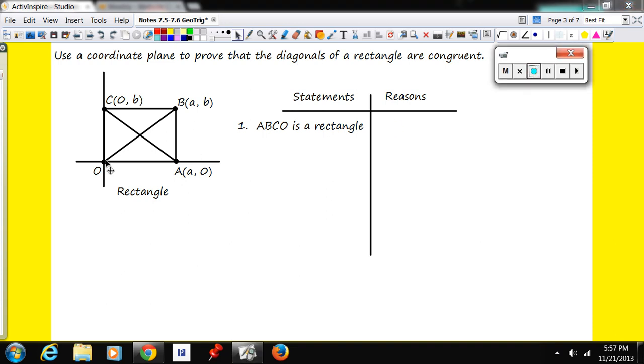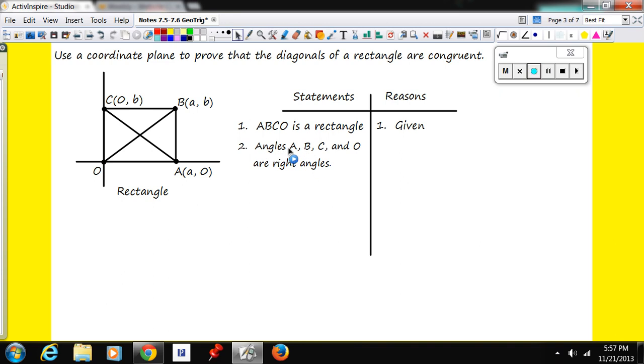So we want to prove that this diagonal OB is congruent to this diagonal CA. First off, they're telling us that it is a rectangle, so that's a given statement. It says prove that the diagonals of a rectangle are congruent. So we know it's a rectangle.